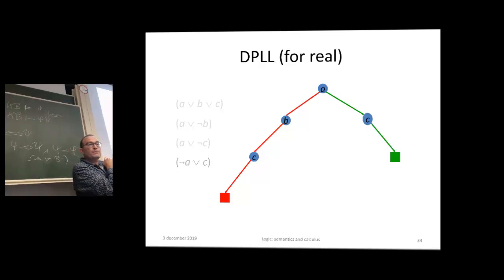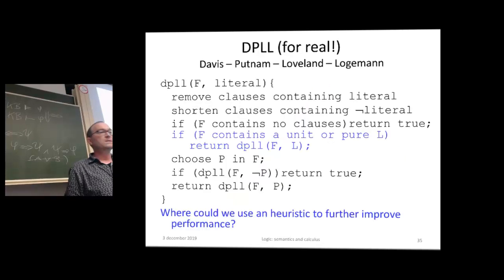Yeah. So basically now we have the same thing. We found the model, namely that A must be true and C must be true, and B we don't even care. We found a model with only these two steps in the search tree. So this is now the algorithm, the real Davis-Putnam algorithm.